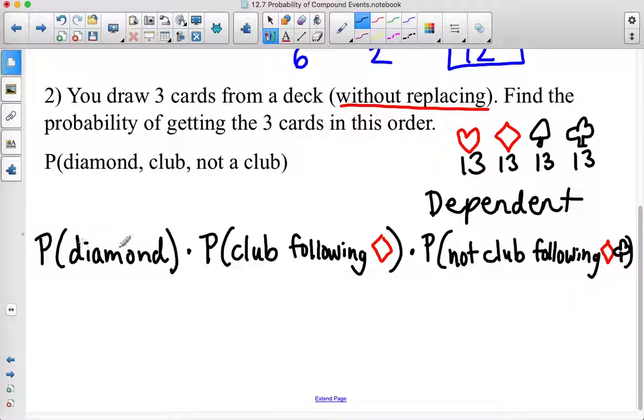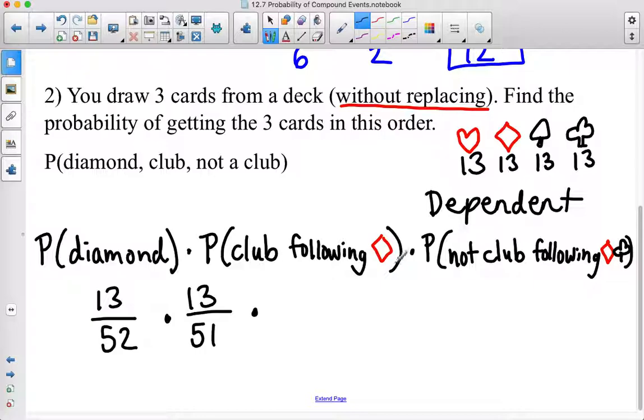So the probability of a diamond on the first draw, well, that's just going to be 13 out of 52. There are 13 diamonds, 52 cards. Now I multiply by the probability of getting a club following the first one being a diamond. Well, there are still 13 clubs in the deck. However, because it wasn't replaced, there are now only 51 cards in the deck because that first one was a diamond. And then the last one, what's the probability of getting not a club following the first 2 draws?